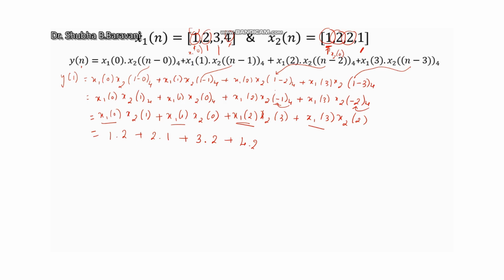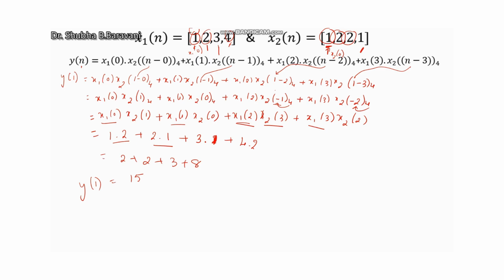So see, this was x2 of 3, right? So 0, 1, 2, 3. So this is your 1, right? Okay, now we'll do 1 2s are 2 plus 1 2s are 2, 3 1s are 3 plus 4 2s are 8. So your answer is 15. So y of 1 turns out to be 15, right?